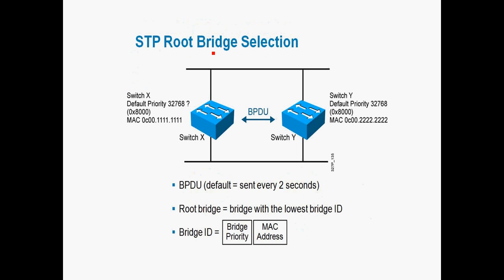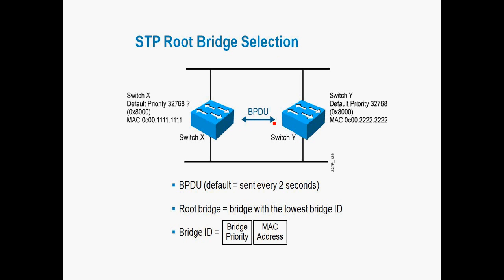Spanning tree protocol root bridge selection. How is the root bridge selected? For example, switch X and switch Y, two switches are there. Every 2 seconds bridge protocol data units are sent in parallel. Switch X sends bridge protocol data units to switch Y every 2 seconds, and switch Y, vice versa, sends bridge protocol data units to switch X.